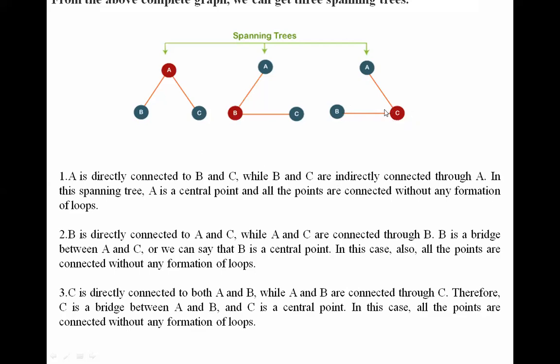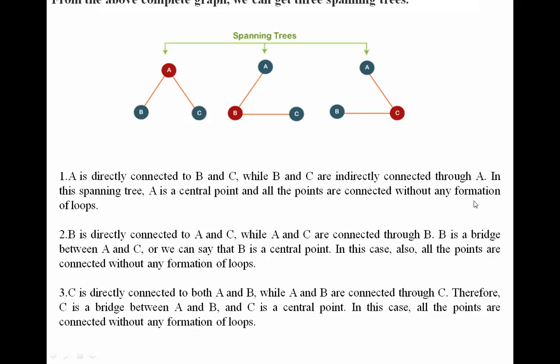C is the central point. The remaining 2 points are the connectivity. That is just for the connection purpose, we are indirectly connected. That is, A is directly connected to B and C. B and C are indirectly connected through A. Okay, A is the central point.